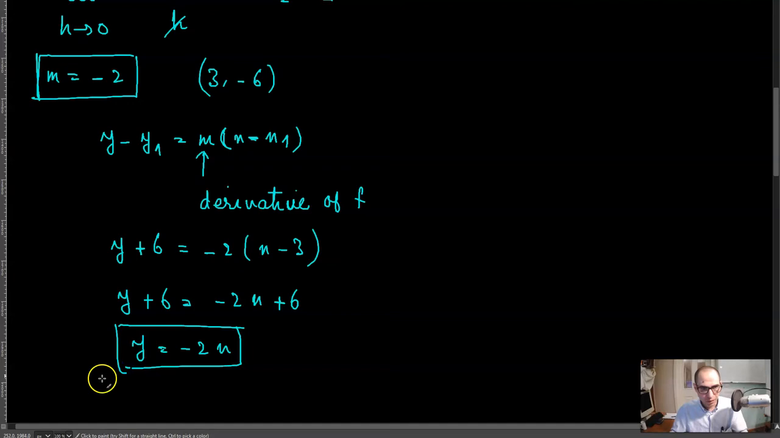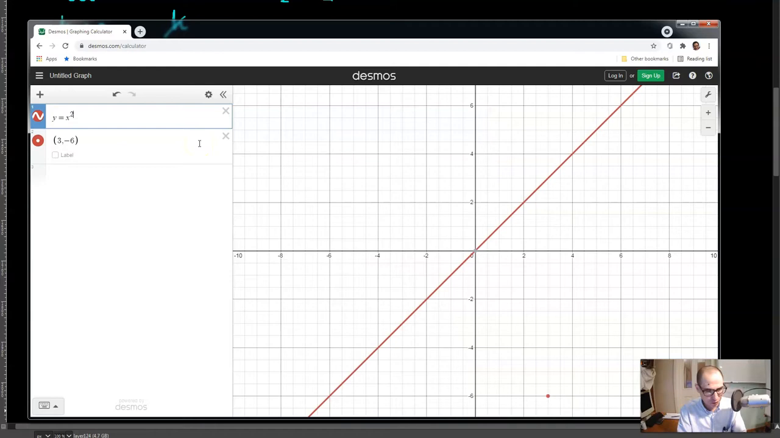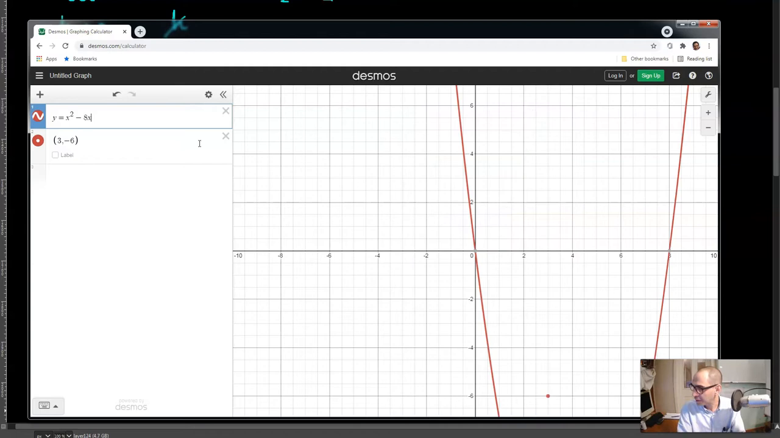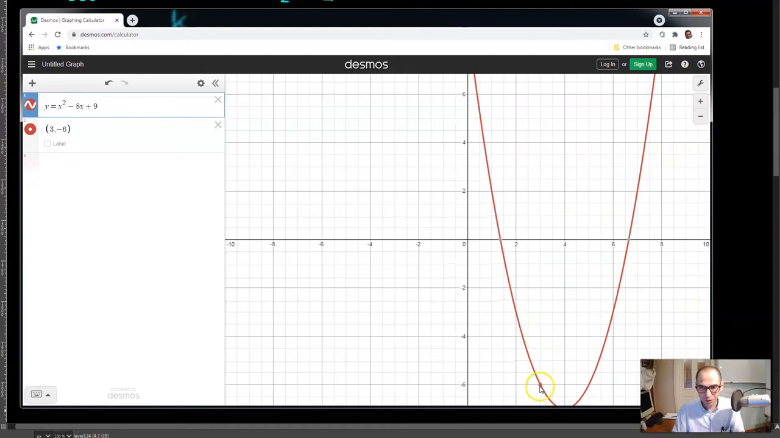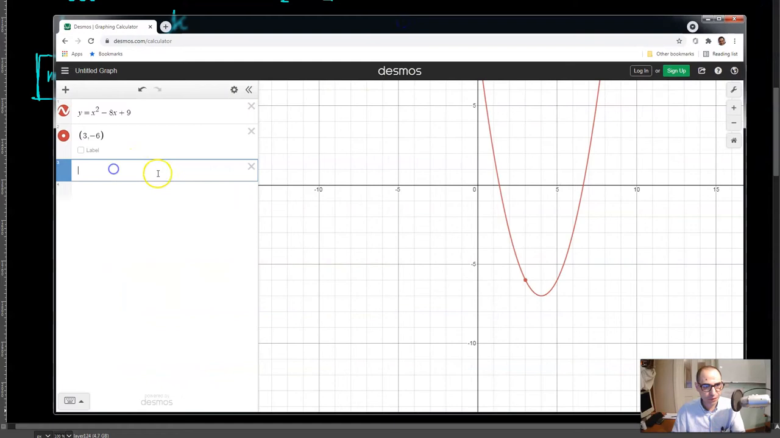And then if you take a look at your function, you will see that the point was 3 comma negative 6, and the function was x squared minus 8 times x plus 9, which is this function over here, and you can see that the point is actually on the curve. And then the equation that we found was y is equal to negative 2x.